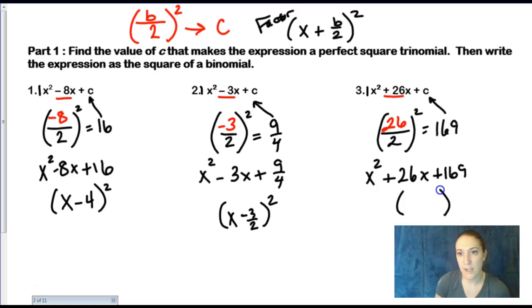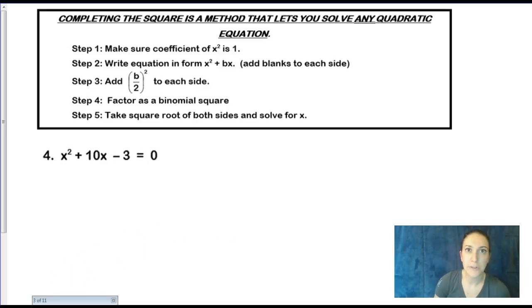And then when I factor that into quantity squared, it's going to be x, and then half of the b term was positive 13, quantity squared. There you go. So that's how we can magically create a trinomial that factors nicely into that pattern.